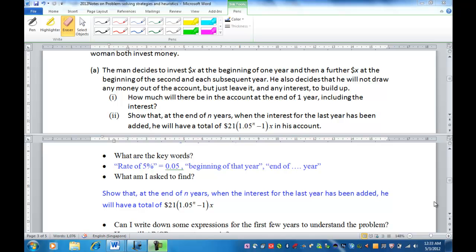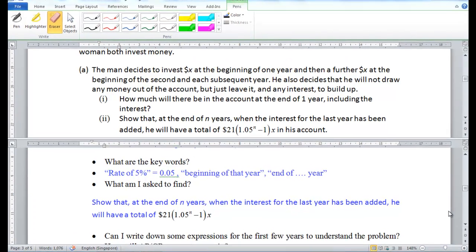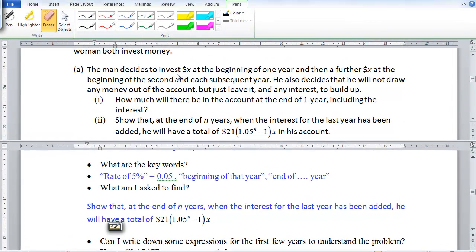We shall next proceed to analyze and pick out the keywords from the question of example 16a so that we can understand the question well. The man decides to invest X dollar at the beginning of each year. Okay, X dollar at the beginning of 1 year, and then a further X dollar at the beginning of the second and each subsequent year.